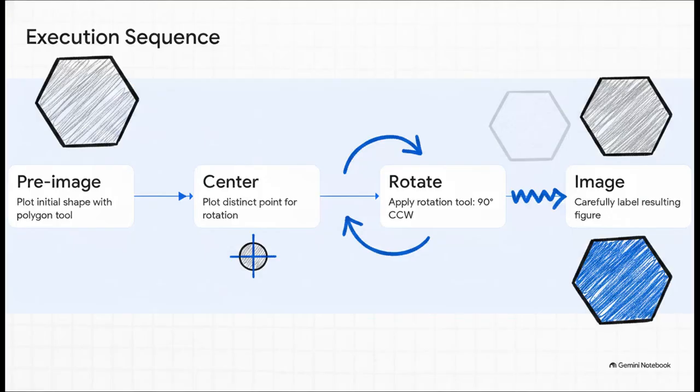Section 3, building the transformation, step-by-step execution. And this brilliantly illustrates exactly how to map out those software clicks. These 4 sequential steps basically form the core of your defensible solution. Honestly, I'd write these down. First, you'll use your polygon tool to plot the initial shape, your pre-image. Second, you've got to plot a distinct separate point to serve as your center of rotation. Third, you apply the software's rotation tool, select your shape, select your center point, and then specify exactly 90 degrees counterclockwise. And fourth, please do not skip this, you must carefully label that resulting final figure, the image.